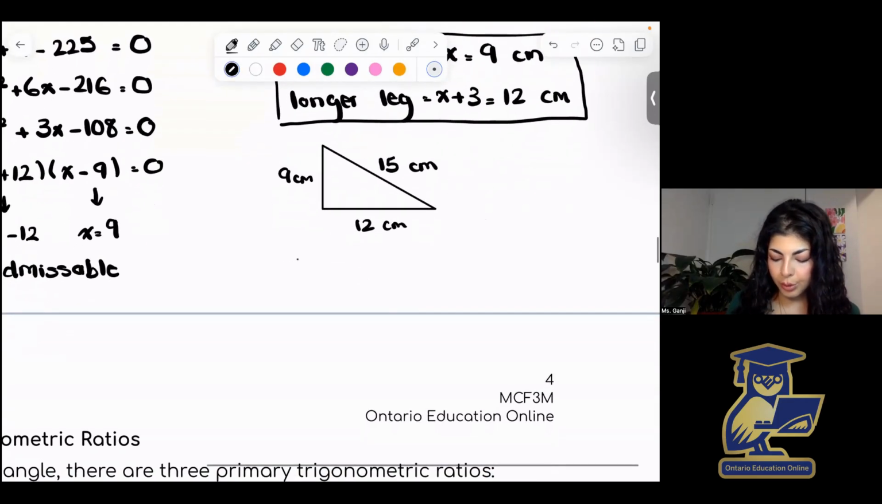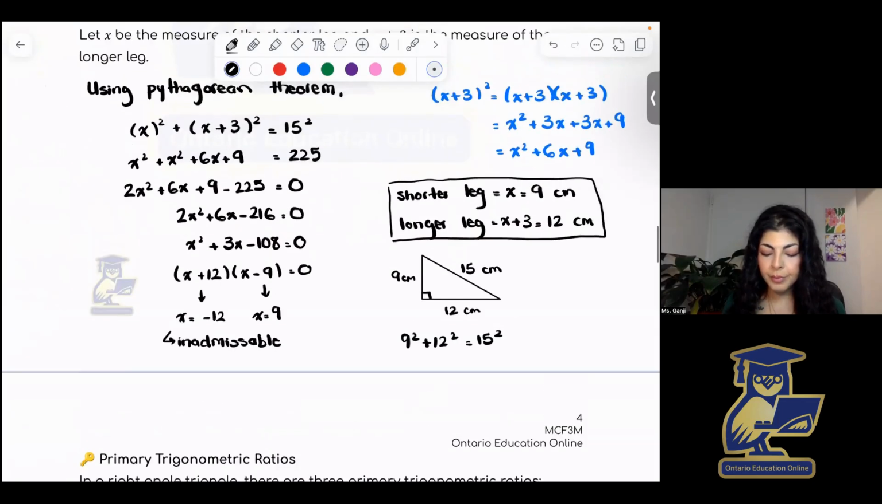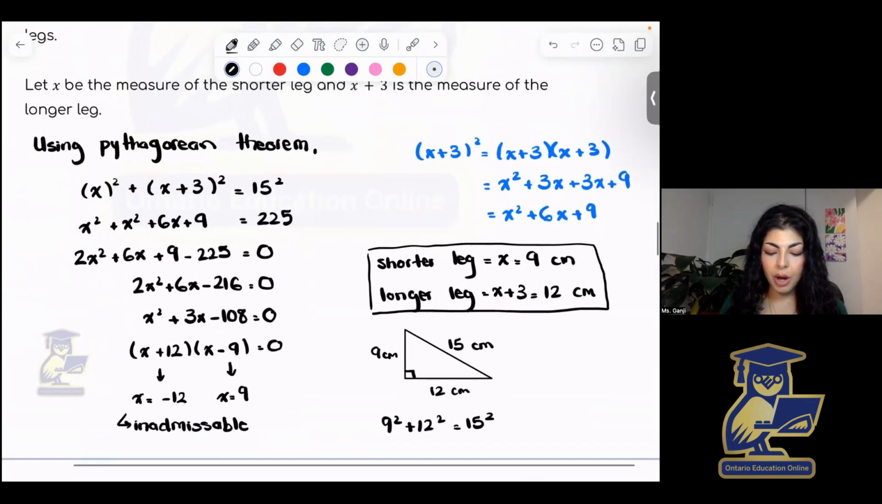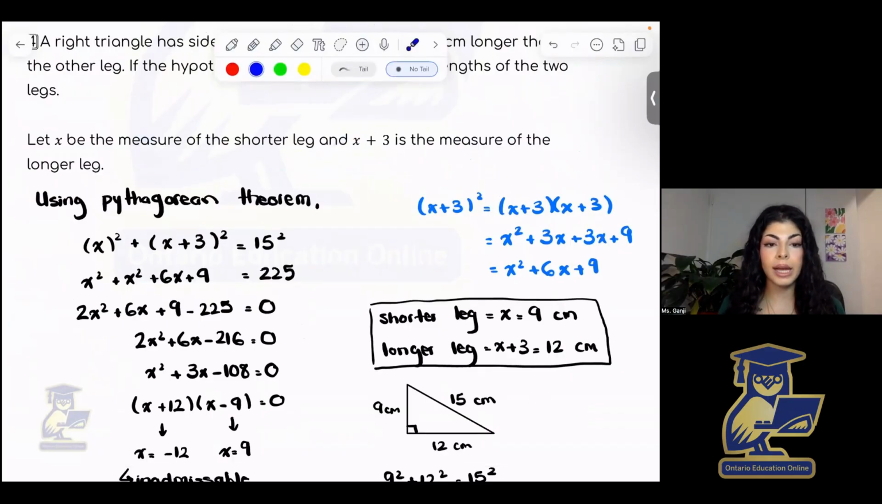And if we do a double check here, 9 squared plus 12 squared will give you precisely 15 squared. And so the Pythagorean theorem here holds, and that's our right angle triangle. So yeah, with problems like this, try to figure out the algebra first, and then you can always double check that it satisfies the requirements for a right angle triangle.